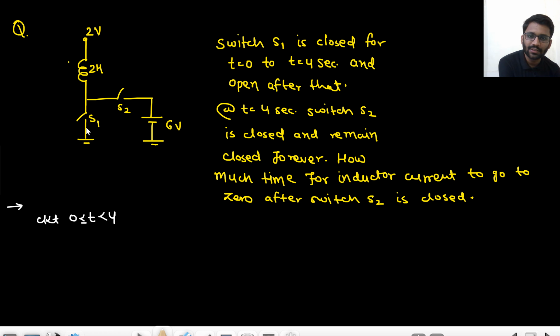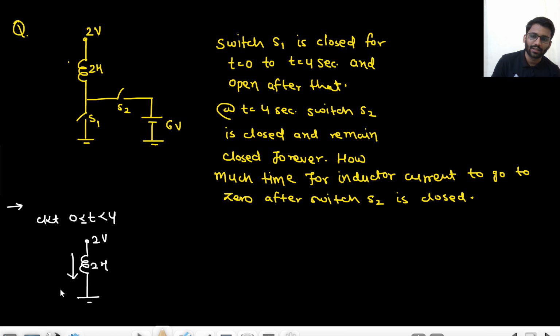So the switch is open. This one is closed, this one is open. What is the condition? This is the condition: 2 volt, 2 Henry. And eventually they are talking about the current, how much time it will take for the inductor current to go to 0 after switch S2 is closed. So they are talking about the current.